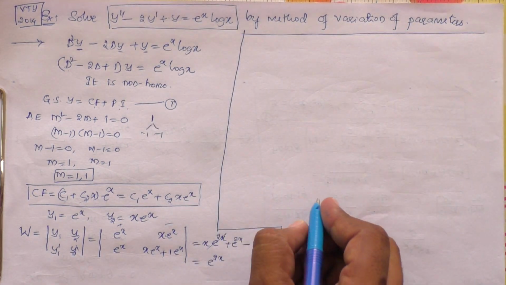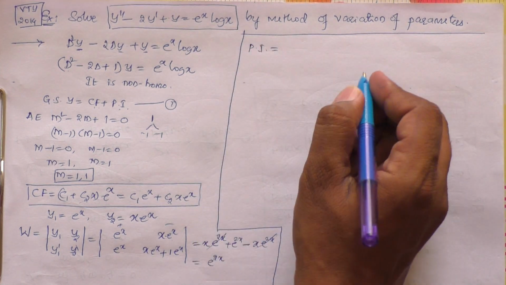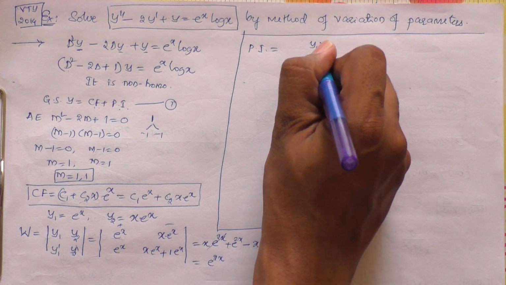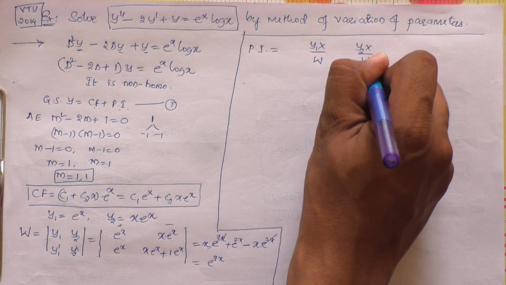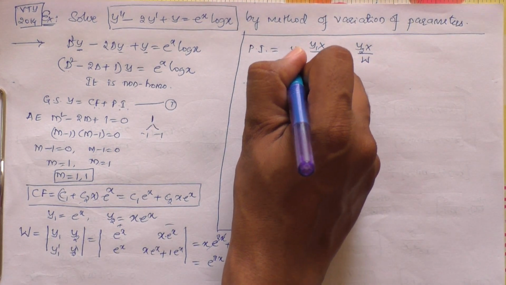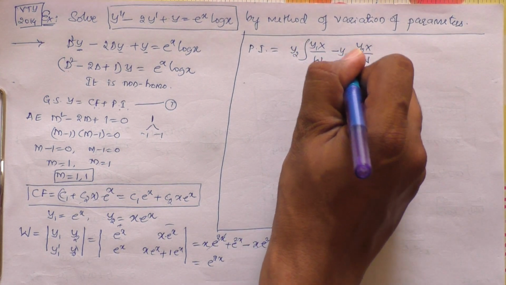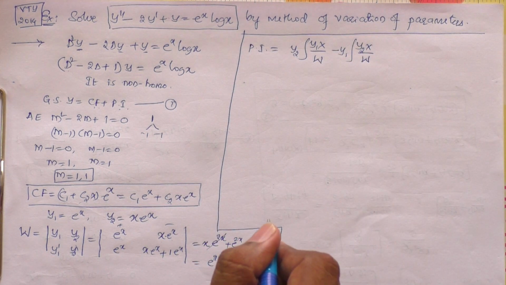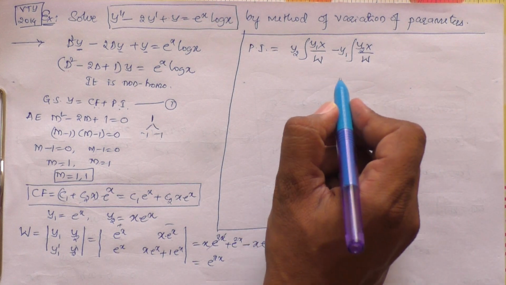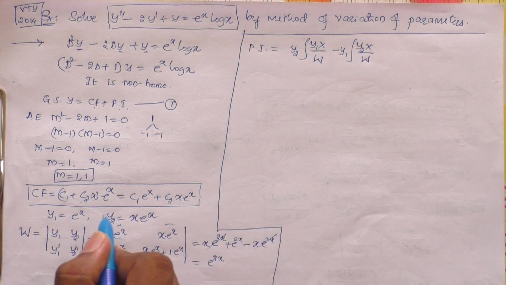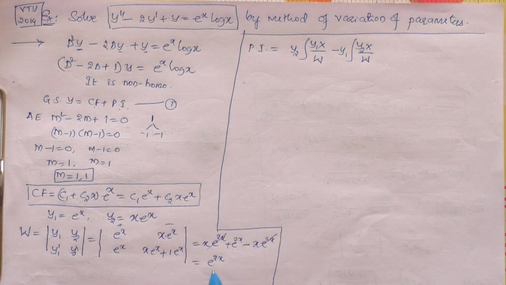Then let us go for PI. So in case of the method of variation of parameters, PI has two terms. One is y1 X by W, another one is y2 X by W. So y1 X by W is multiplied by y2 into this. Then this second term is multiplied by minus y1 into the integration of that term. So now you need to solve these two integrals. So y1, y2, that we know, y1 is e raised to x, y2 is x e raised to x. Then W also we know, that is e raised to 2x.